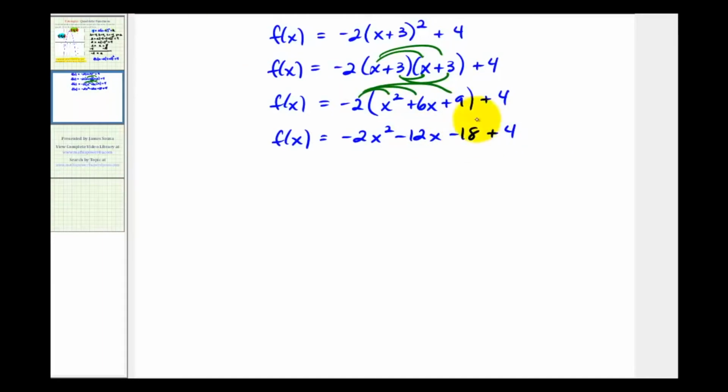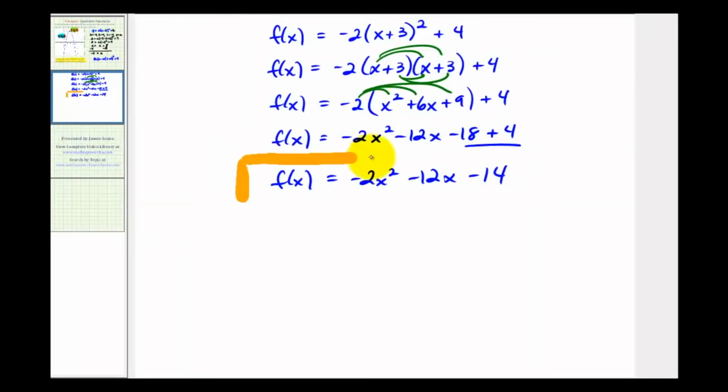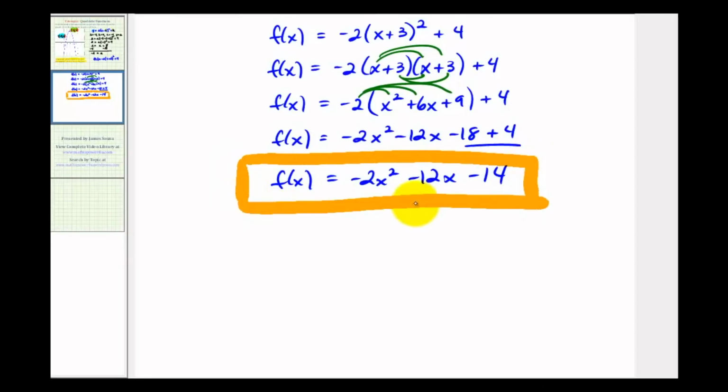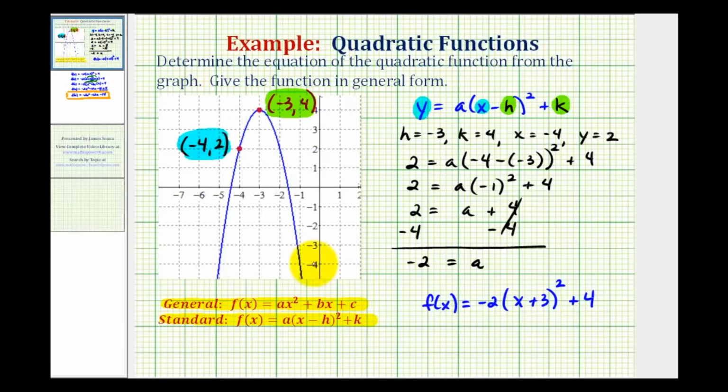And we have 2 like terms here that we can combine. So the function in general form would be f of x equals -2x squared minus 12x, and then -18 plus 4 is going to be -14, so we have -14. So this would be the general form of our quadratic function given by this graph. I hope you found this helpful.